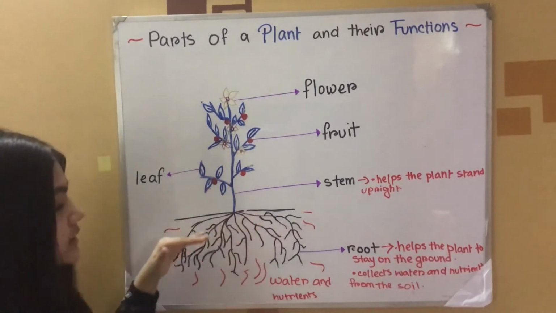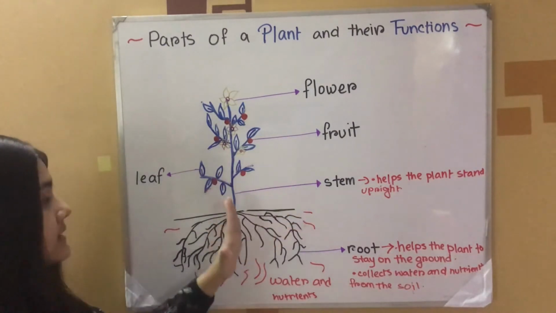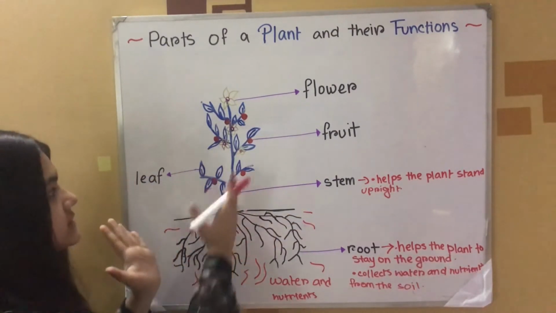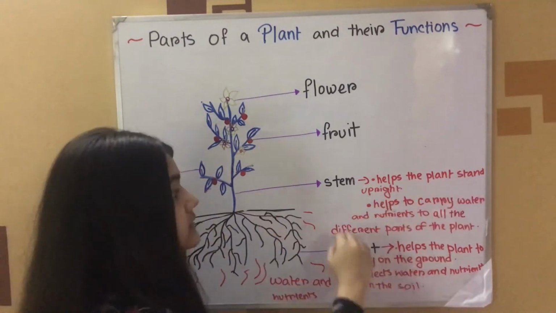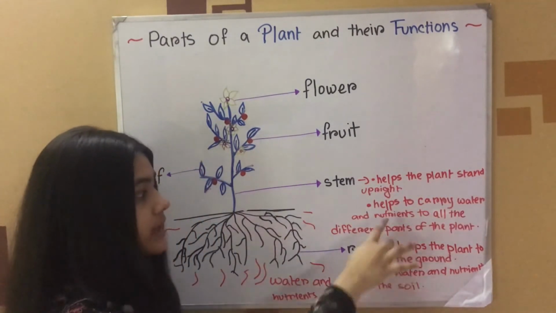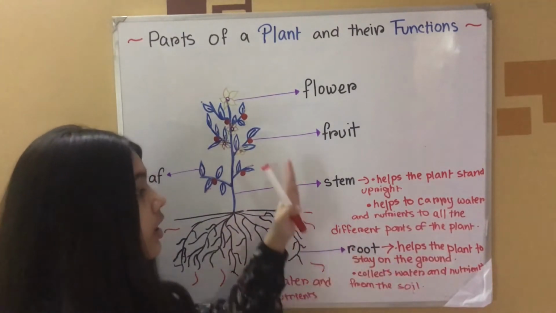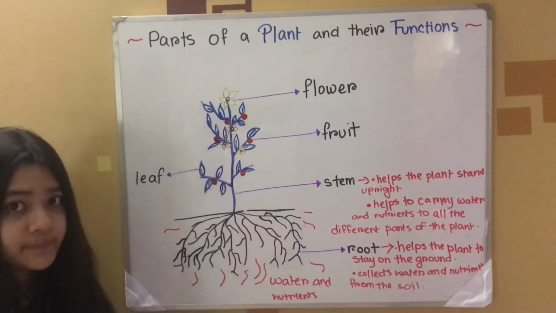After the water and nutrients are collected by the root, the stem then carries it to all the different parts of the plant. The stem helps the plant stand upright and it also helps the plant to carry water and nutrients to all the different parts of the plant.